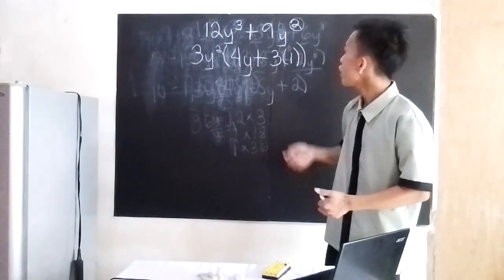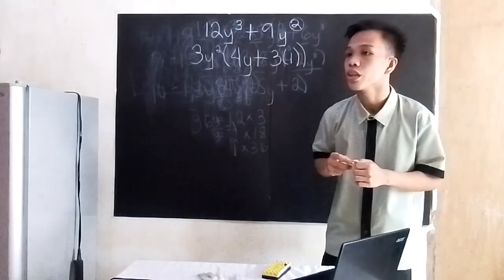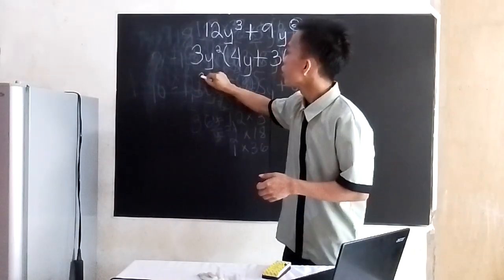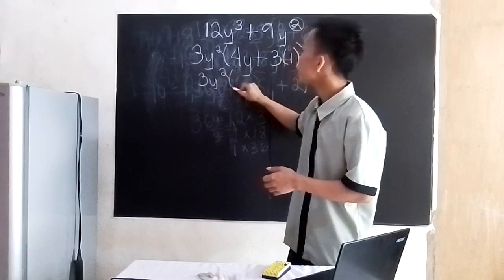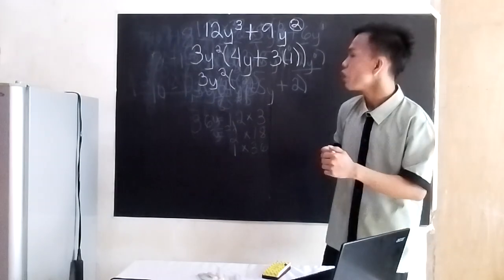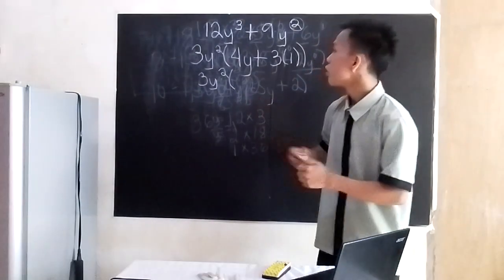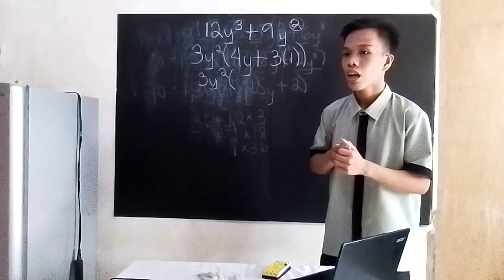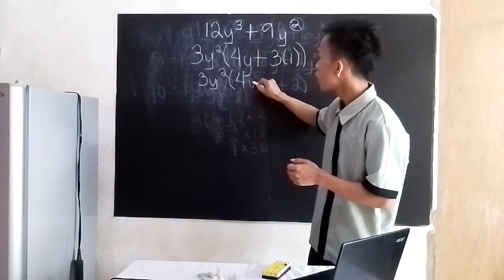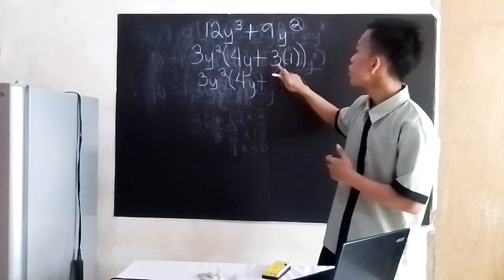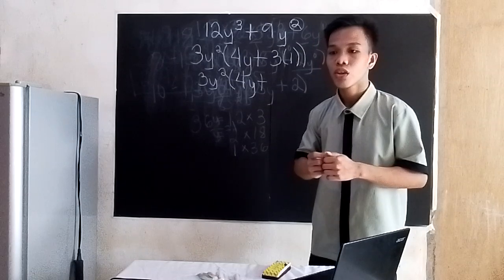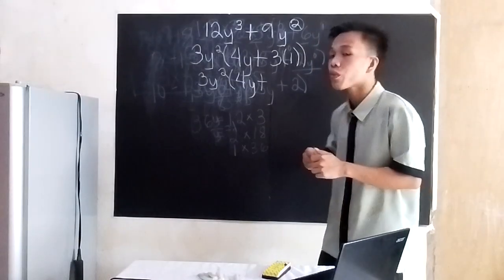So are we done on finding the factor of 12y cubed plus 9y squared? Not yet. So 3y squared multiplied by, so why are we not done? That's right, because we can simplify it more. So the 4y can be simplified? No, so we are just going to copy that. Plus, this 3 times 1 can be simplified. So what is the simplified form of 3 times 1?